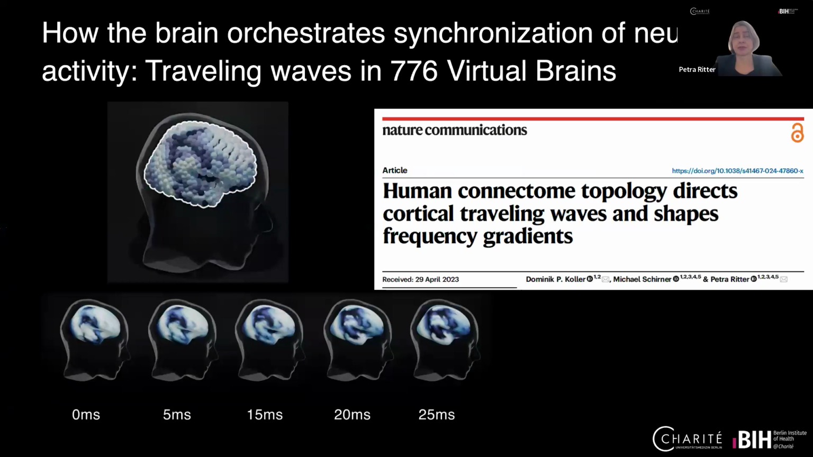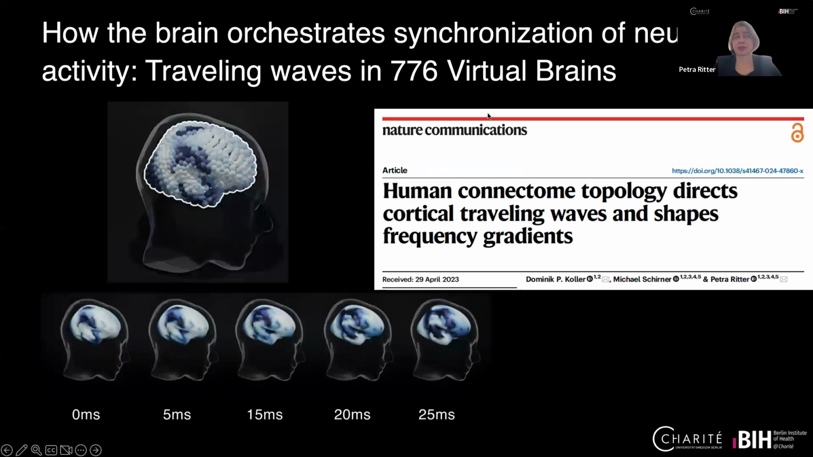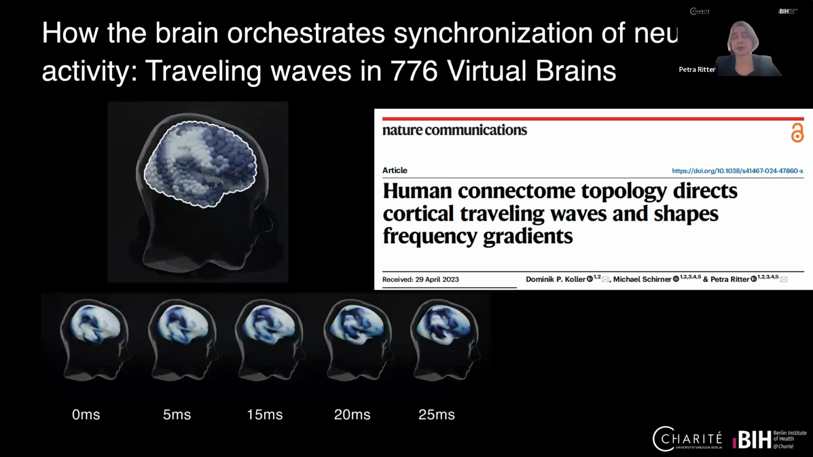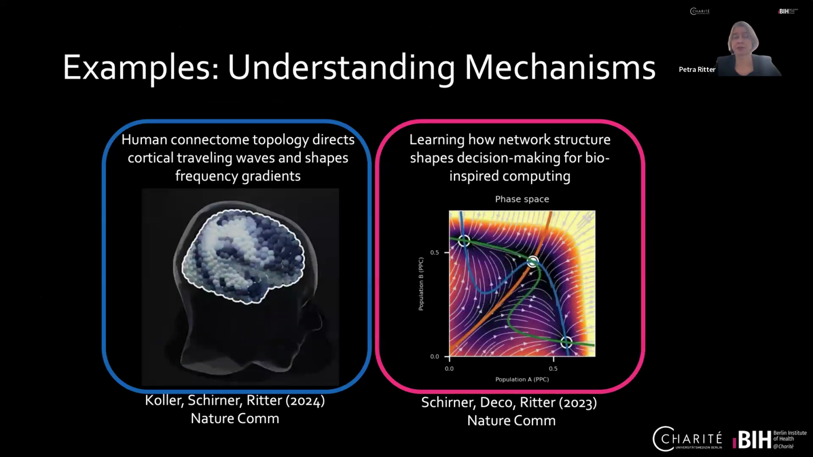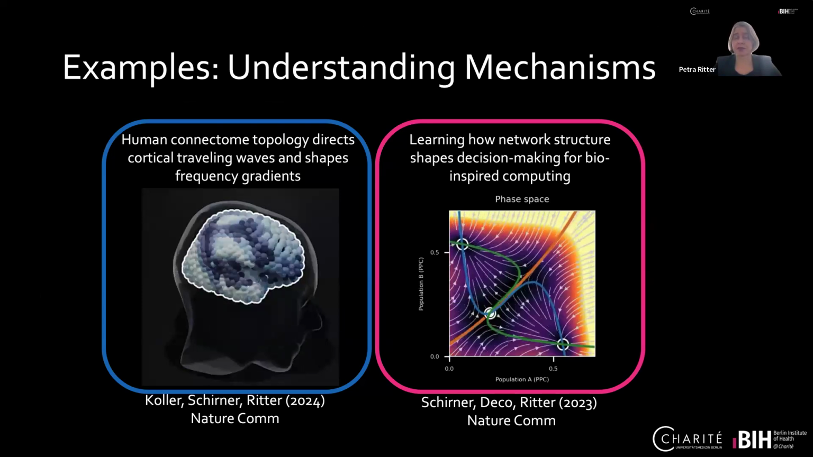So taken together, we are able to construct brain network models. In this case, we did it for 776 individual healthy human adult brains. And we were able to understand how the human structural connectome generates these wave patterns and directs the wave fronts through the cortical surface. So now, of course, the question is, how is that influencing cognition?